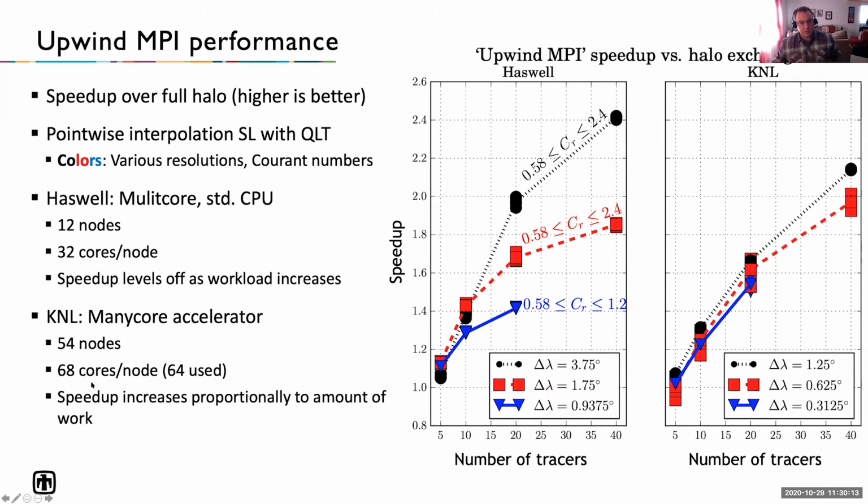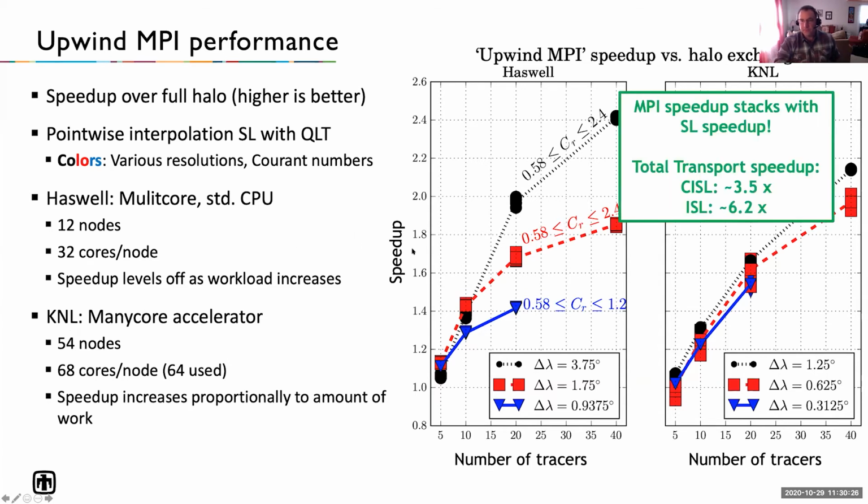This behaves more like a standard accelerator where the performance gains improve as you increase the workload. Here we measure the workload in the number of tracers. But in each case, you get an approximate factor of 2 speed up that stacks with the semi-Lagrangian speed up. So now our overall speed up from cell integrated, when you combine with this upwind communication pattern, is 3.5 for the cell integrated method, but a full 6 times faster for the interpolation method.